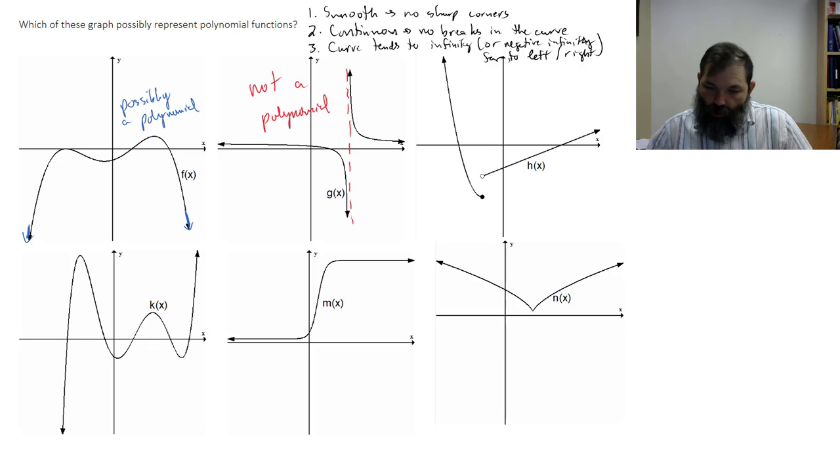All right, let's look at the third graph, which has been labeled h of x. From left to right, it's smooth. And then at this point, there's a break. I have to pick up my pen and jump to the next point. There's a break in this curve, right? That's what we call a jump discontinuity. This is not a polynomial.